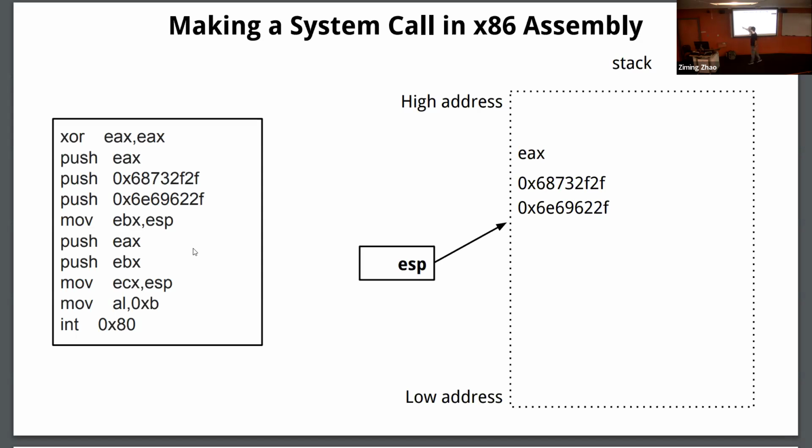Then we move ESP to ECX. Then, most importantly, in the last two instructions, we move the value B, which is the decimal number 11, to the register AL. EAX was 0, so it's 32 bits of all 0. Now we are only changing the last byte of it, the least significant byte, so its value will be just B. Then we have the int instruction. I told you before, this is a system call instruction. So here we're making a system call.